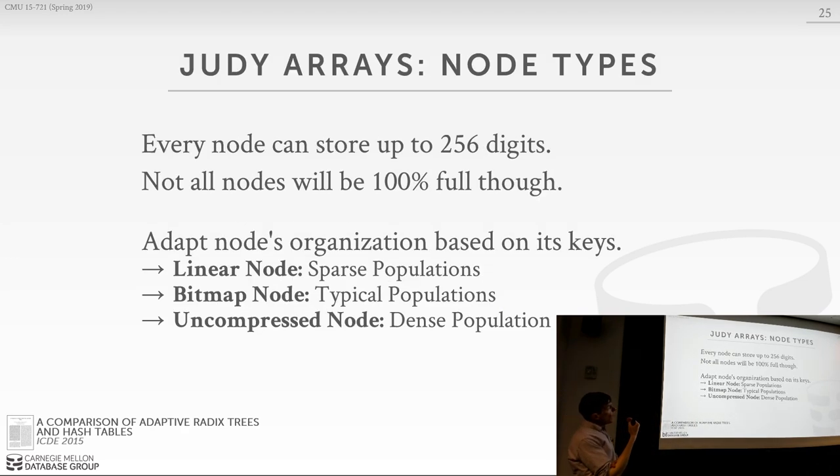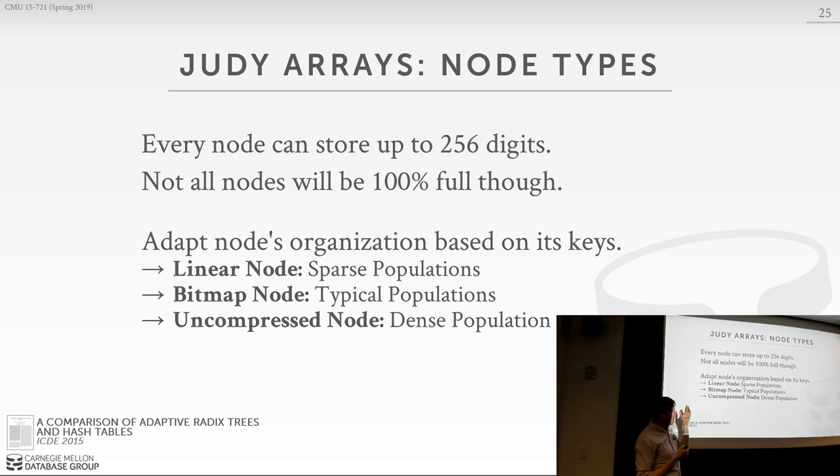All right, so every node is going to be able to store 256 digits. So it's a 256-way trie. The issue is going to be the same thing he brought up, that all of our nodes are not going to be 100% full. In many cases, as you traverse down the tree, say you're storing URLs, the top of the tree could have www, as for a URL that everyone uses, but then everything else is going to be completely different. And then maybe as I go down the tree, my fan out gets larger and I'm having more keys, or more digits, as I go along.